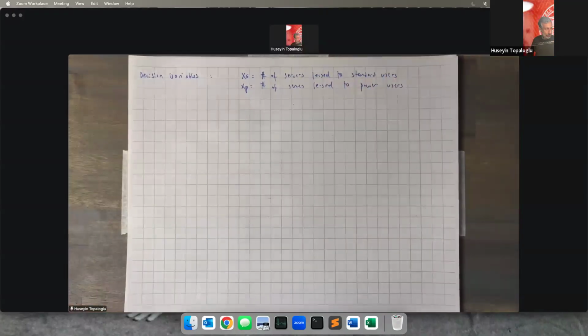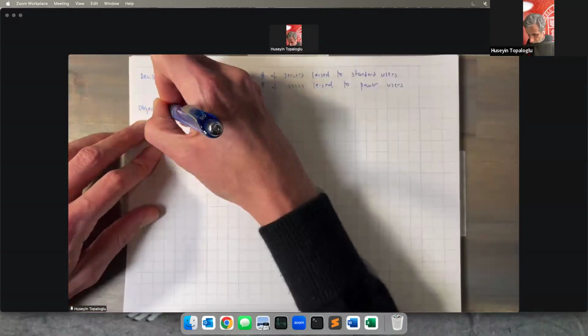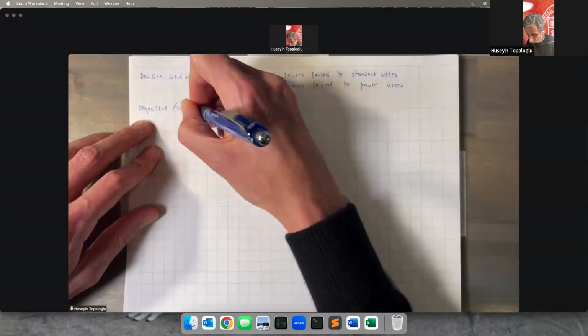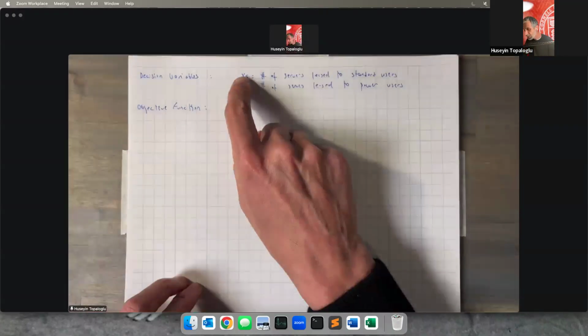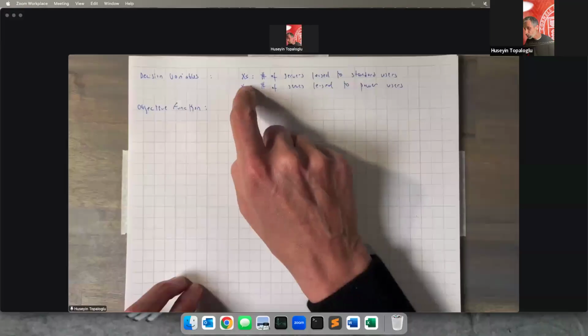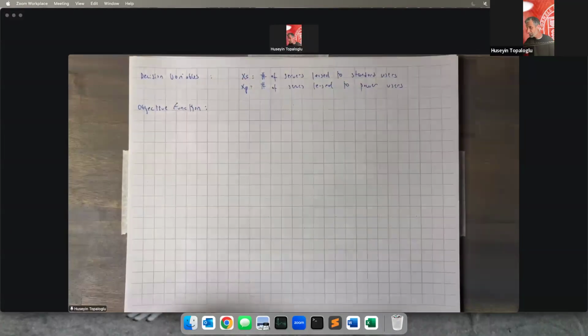Good. The next thing we think about is our objective function. What's our objective? Our objective is to maximize the revenue per day. So we're going to write the revenue per day as a function of our decision variables, x_s and x_p.